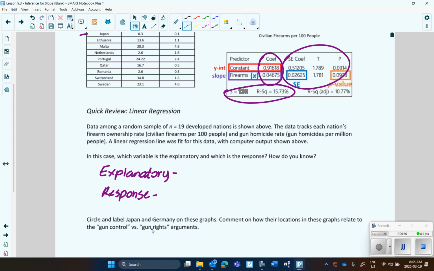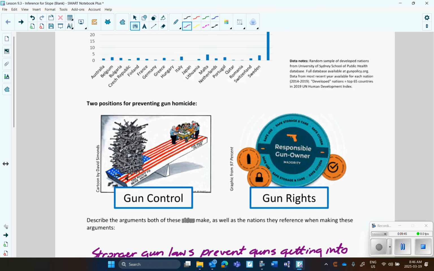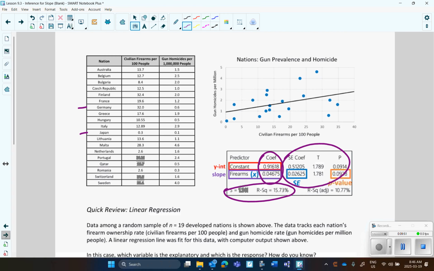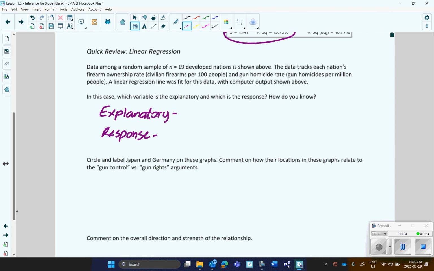You can always tell by, you'll be given a scatter plot, okay? You'll be given a scatter plot in situations like this. The x-axis will be the explanatory. Explanatory x.